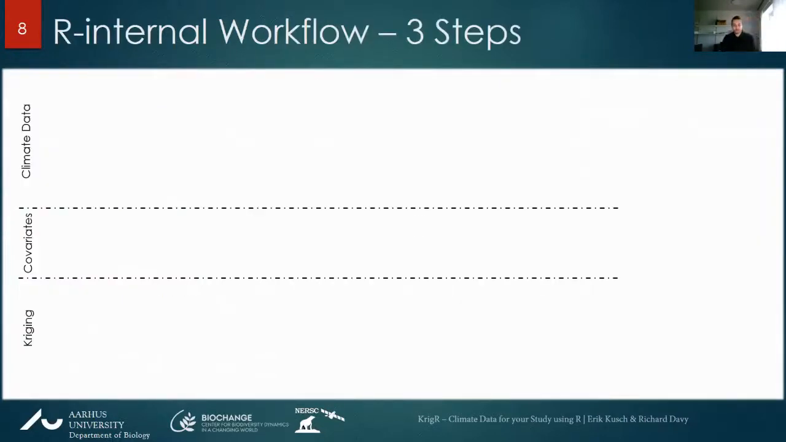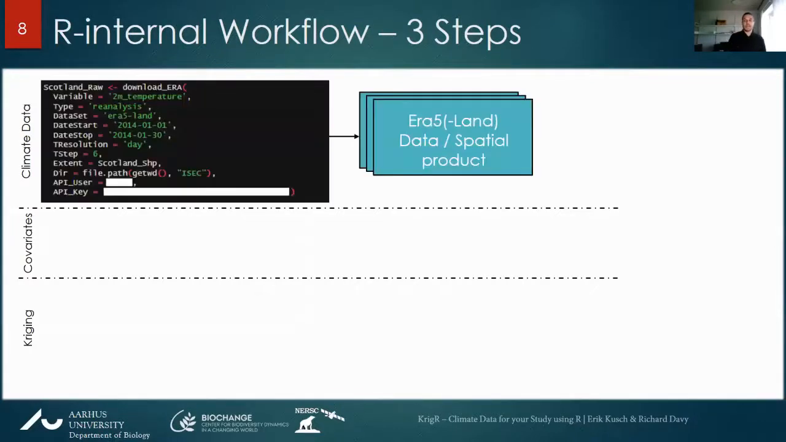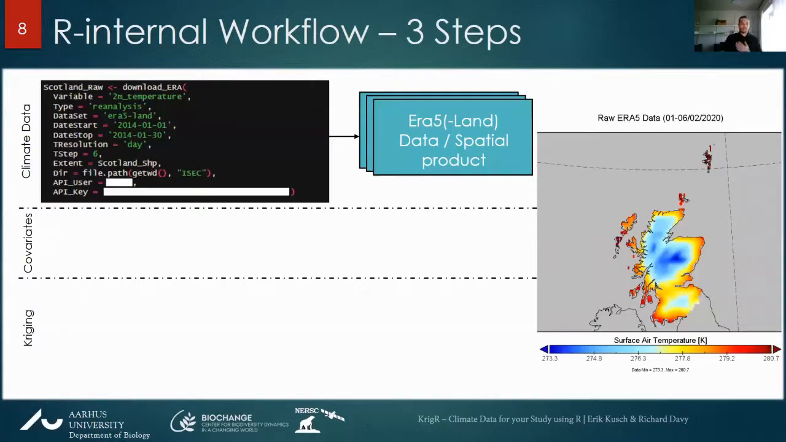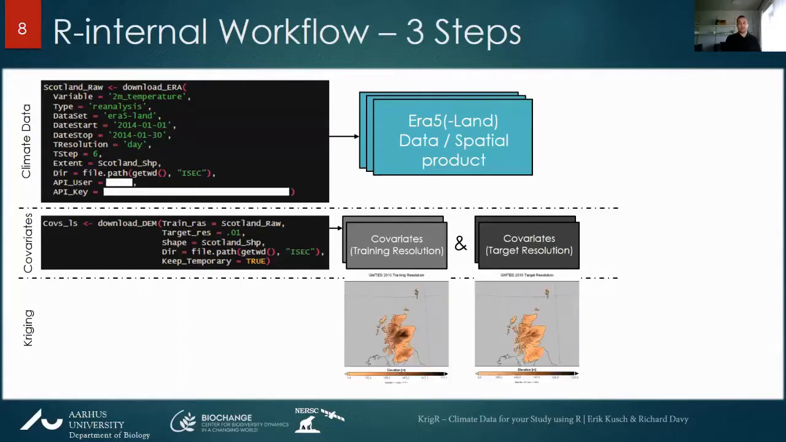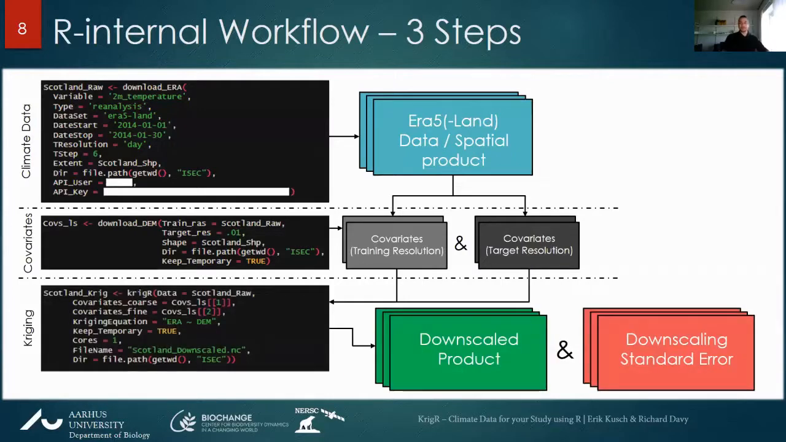Now, moving on from this, just to highlight how this workflow is structured, there are 3 distinct steps. The first one sees us obtaining the climate data by using our download ERA function. Next one, once we have this nice data here, is to get the covariates on training and target resolution using the download DEM function, which then gives us the elevation like this. Now, just off the bat right here, these covariates won't work very well for all of the ECVs in the ERA5 or ERA5 land dataset, and more on this in a second.